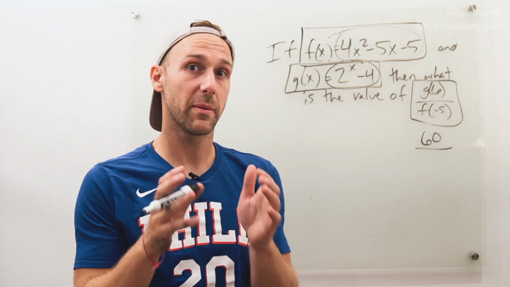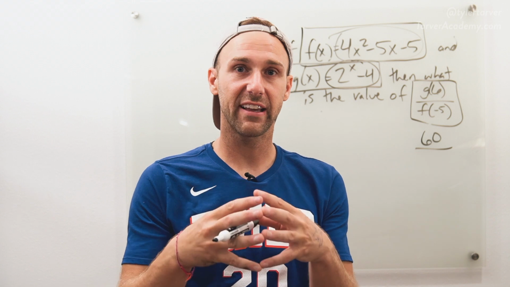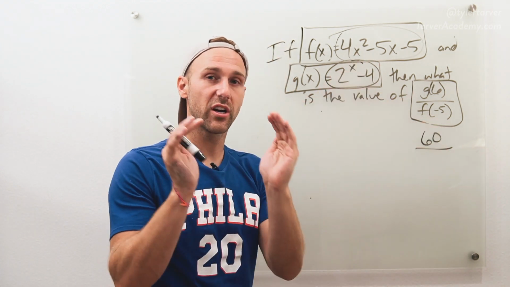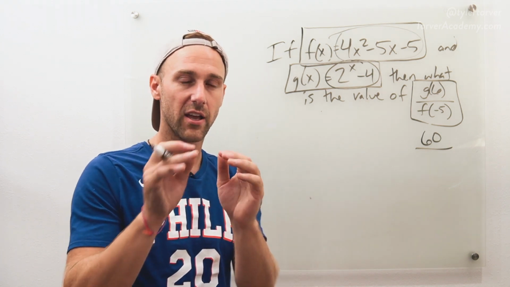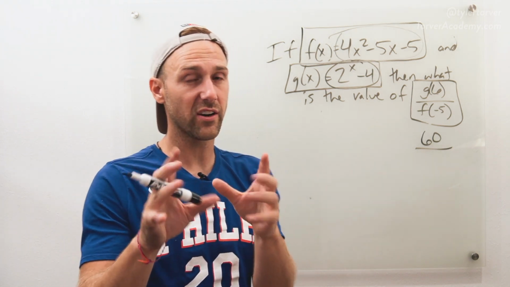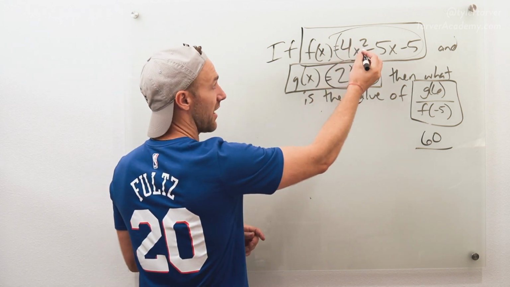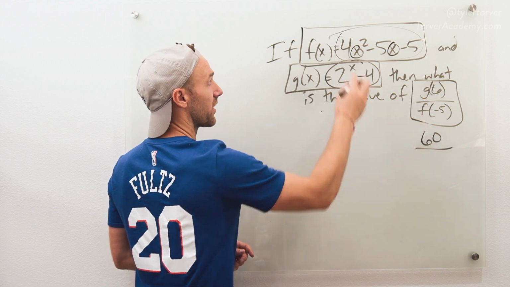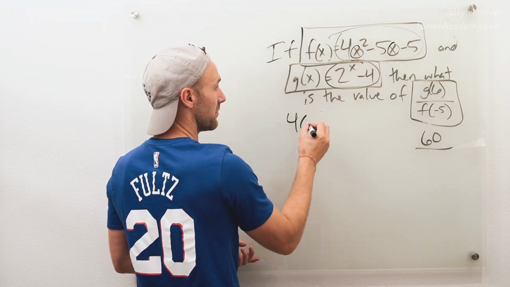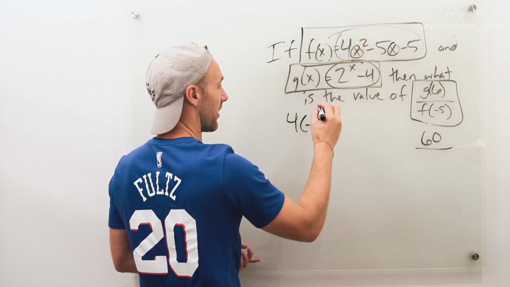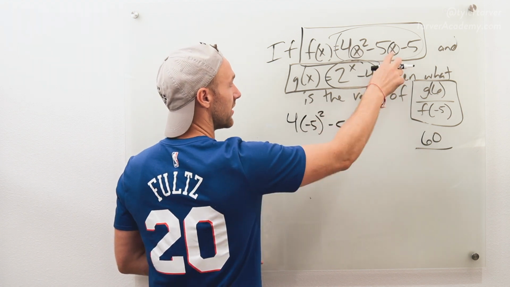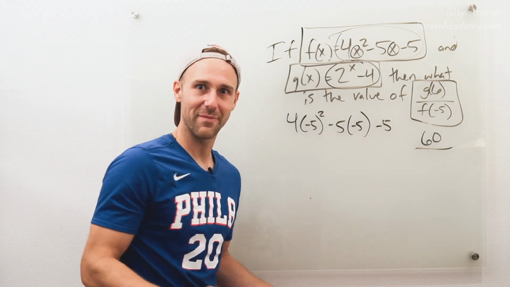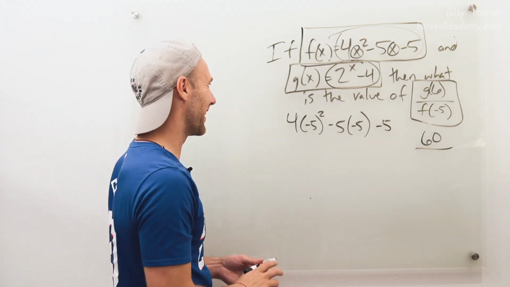Now here's where a lot of people will mess up. Whenever you have a negative and you're replacing a variable with that negative, make sure you put it in parentheses so that you do it correctly, okay? If you type it in your calculator, it's a very common way you can mess up, so pay attention. So everywhere I see x, I'm going to replace that with negative 5 for my f equation. So 4 times negative 5 squared minus 5 times negative 5 minus 5. Wow, they could not have made that more complicated with all the negative 5's.